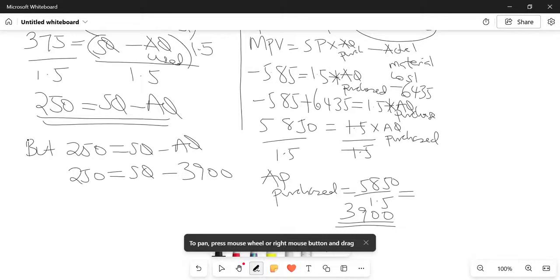So I can take this minus 3,900 to the other side, isn't it? So it will be 250 plus 3,900 equals what here, somebody? Equals SQ. We shall overcome. So SQ at the end of the day will end up giving us what figure? 4150. SQ will end up giving us 4150.